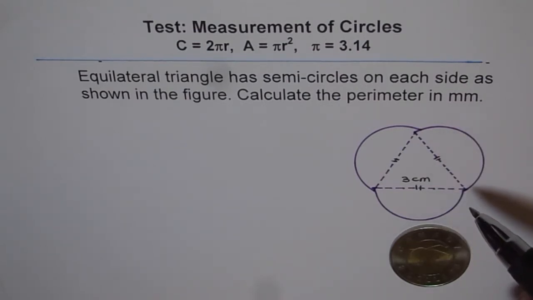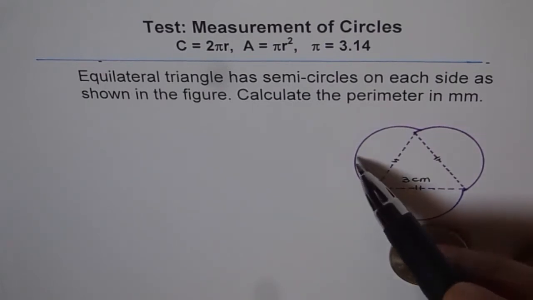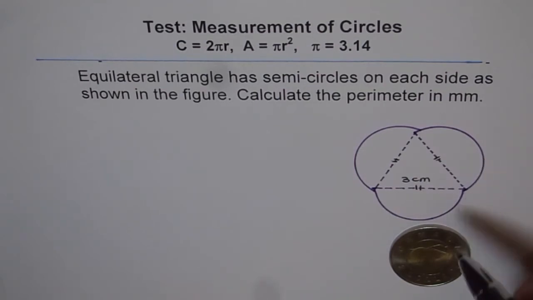Now you need to find the perimeter of this figure. That means these 3 semicircles. That is what it means, correct? And you need to write down your answer in millimeters. Remember that. So calculate the perimeter in millimeters for the 3 semicircles which are there on each side of your equilateral triangle, right? So that is the question for you to answer. So once you have answered, look into my suggestion.